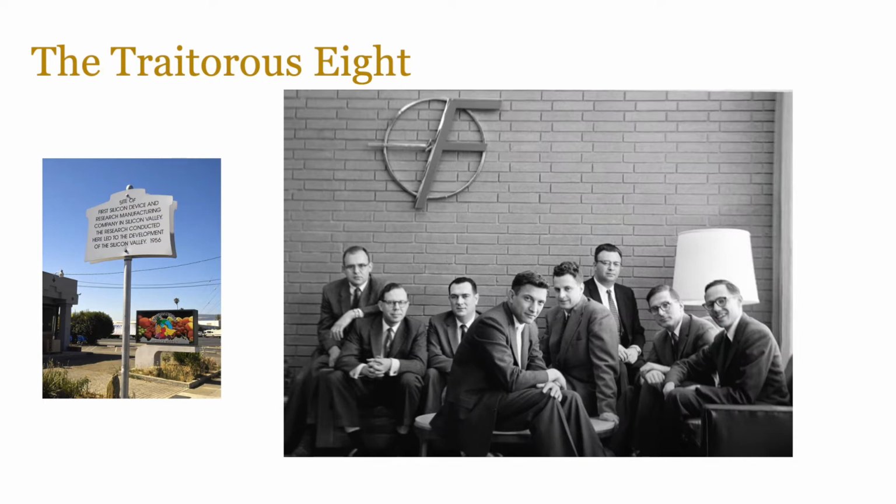And these eight were described as traitors, and Shockley felt their leaving was a betrayal, so the name Traitorous Eight came about because of that. Now, this newly formed Fairchild Semiconductor eventually grew up to become the leader of the semiconductor industry, and in 1960 it became an incubator for Silicon Valley.